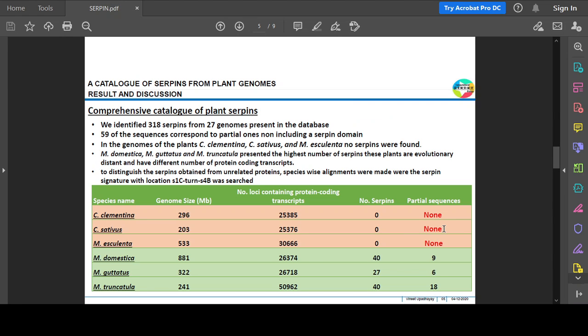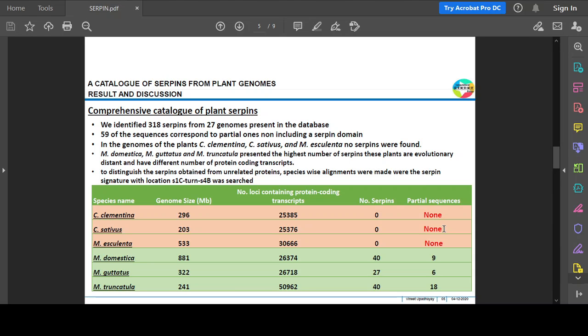So we identified 318 serpins from 27 genomes present in the database, out of which 59 were either partial or did not have the essential serpin domains, and some plant species did not have any serpins, which might be due to some human errors. But M. truncatula, M. guttatus, and M. domestica had the highest number of serpin hits, 18, 6, and 9 respectively.